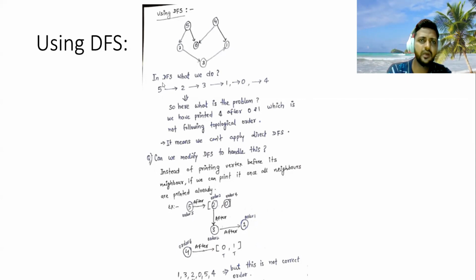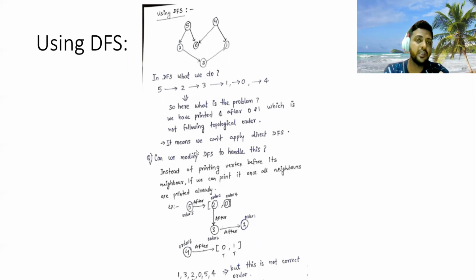Now, is this our topological order? Yes or no? No. Why? Because 4 should come before 0 and 1, but here 4 is coming last. So this is not following the topological order. It means we cannot directly apply DFS. Let us try to modify the DFS to handle this.